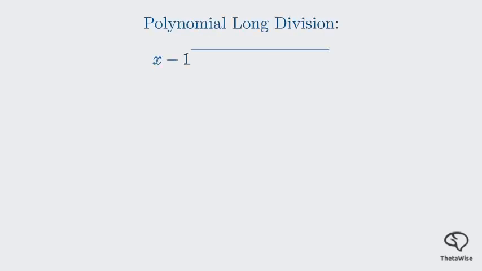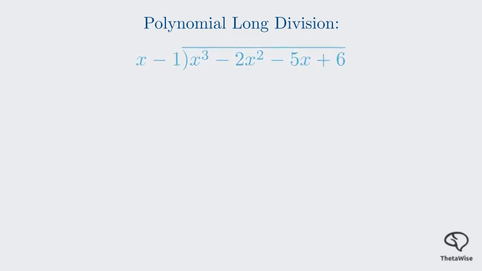Now that we have our first factor, x minus 1, our goal is to find what's left over when we divide our original cubic polynomial by it. To do this, we use polynomial long division. We set up our long division like this. The dividend is our cubic x cubed minus 2x squared minus 5x plus 6, and our divisor is x minus 1. We focus on the leading terms.